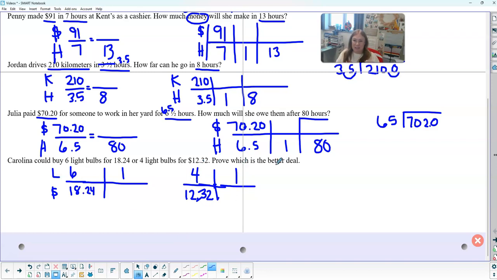So we want the better deal. That means we want the cheaper one. So just because it's $12 doesn't mean it's a better deal. That just means you're paying less up front, but you might be paying more for each light bulb. So see which one has a better deal for 1 light bulb. So if you need help doing the math, I'm so happy to help you, but you need to make sure you have it set up one of these ways. Do you want to find the unit and apply it, or do you want to set it up as a proportion and find it that way?